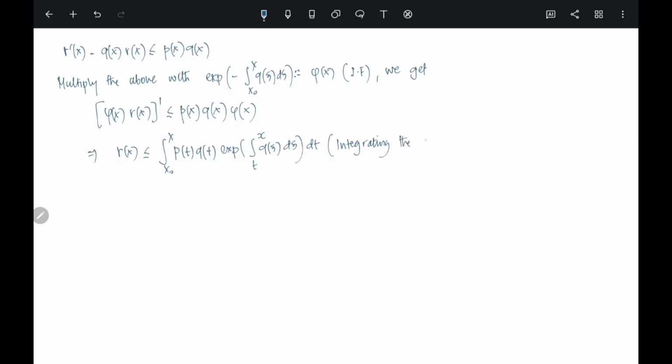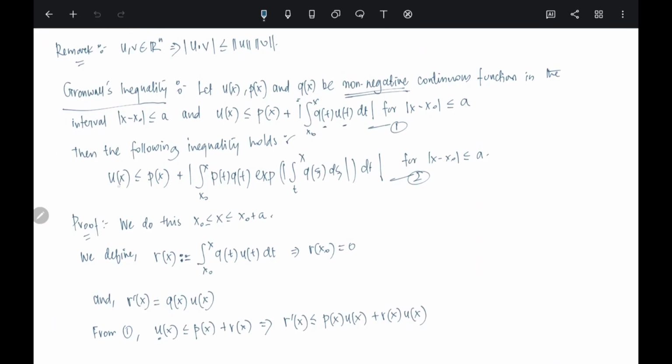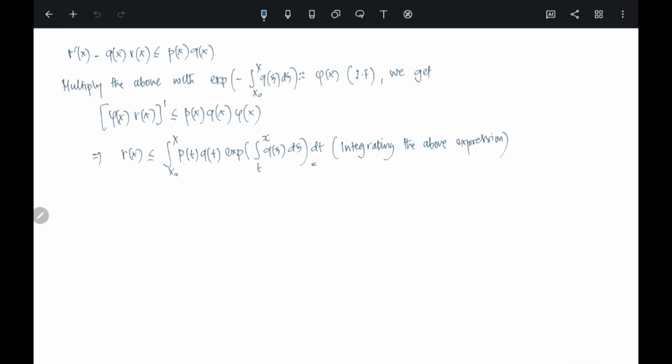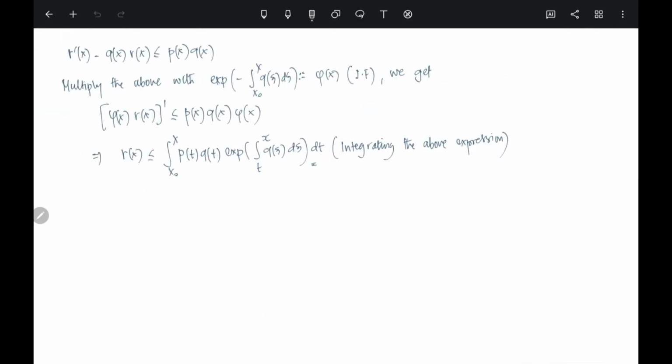Yeah. So once you have this, basically this is integrating the above expression. So once you have this, you see the inequality. You see the difference between this and this is this. You see, u of x is less than or equal to p of x times this particular term, right? And we also have this particular term. So you see u of x is less than or equal to p of x plus r of x, right? And r of x we already got is dominated by this. So therefore you have your result. So therefore one has u of x is dominated by p of x plus r of x.